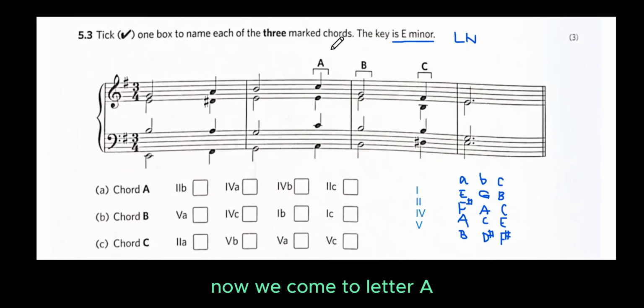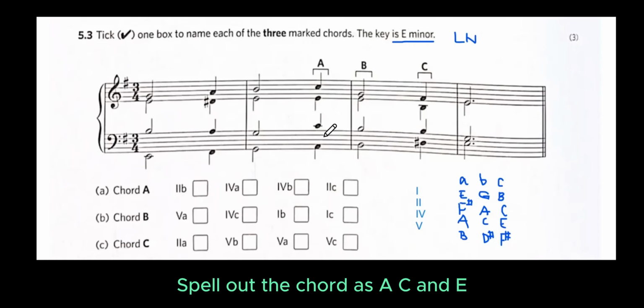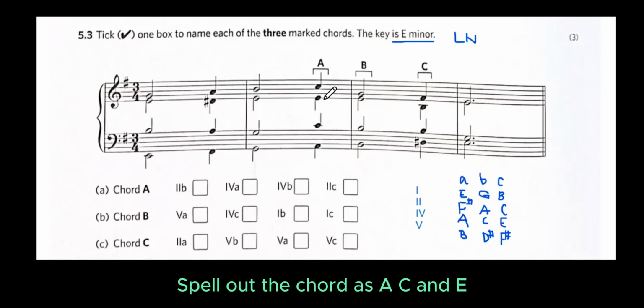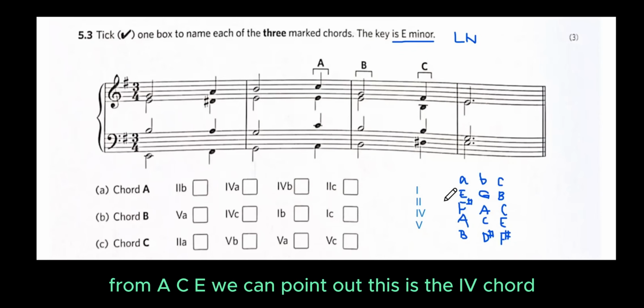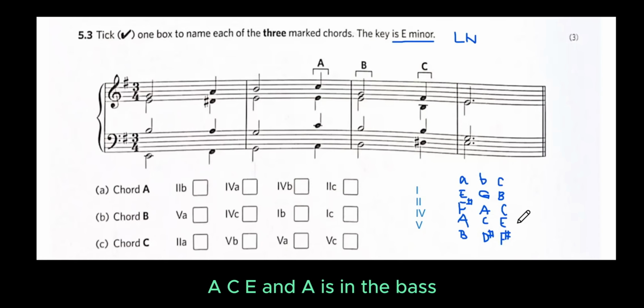Now we come to letter A. Spell out the chord as A, C, and E. From A, C, E, we can point out this is the 4th chord, A, C, E. And A is in the bass. That means root position. So the answer is 4A.